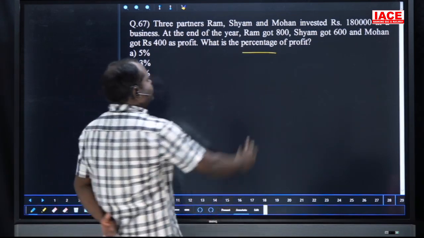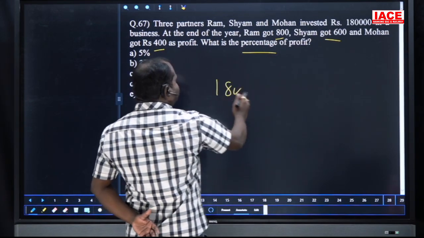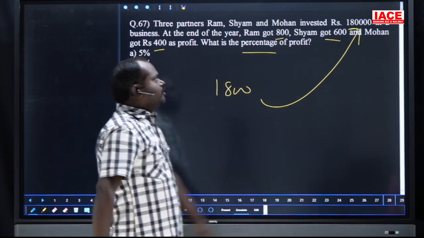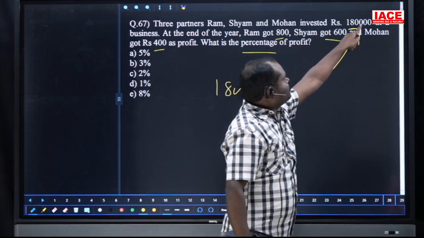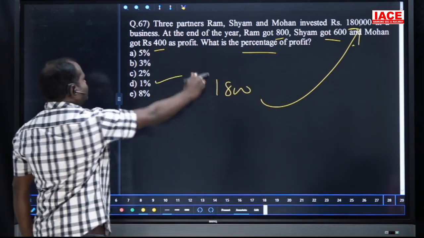What is the overall profit? 8 plus 6 is 14, plus 4 is 18, so 1800 profit came out of 1,80,000. So 10% would be here and 1% would be here. So 1800 is nothing but 1%.